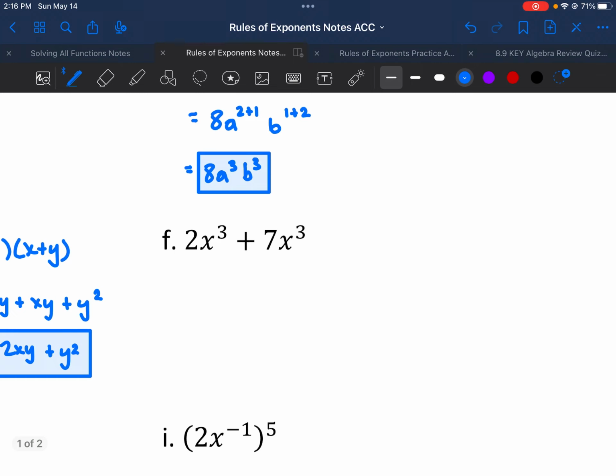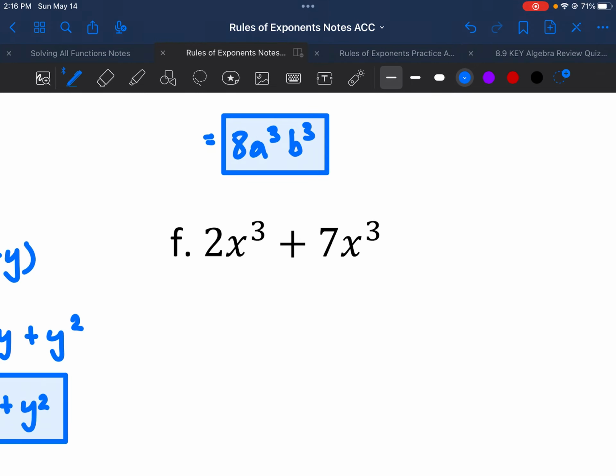All right, part F. All right, so looking at this, common mistake that students will make. First off, they'll add the 2 and 7, which is fine. You should get 9. But it's x to the third and x to the third, but we're adding them together. If we were multiplying them, x to the third times x to the third, we would add up the exponents. But because we're just simply adding them together, they have this is a common term, x cubed plus x cubed. So this is just going to be 9x cubed. It's kind of like if I had said do 2x plus 7x, you would have just said 9x. So 2x cubed plus 7x cubed, that's just 9x cubed.